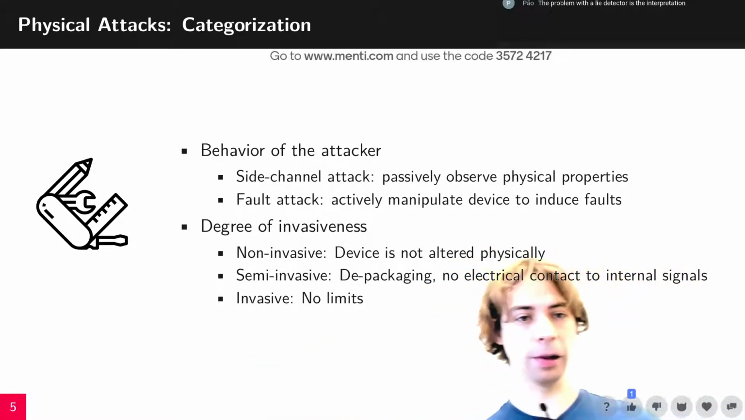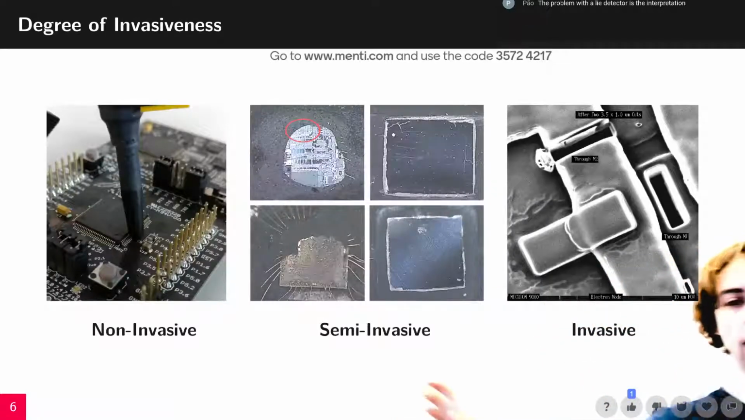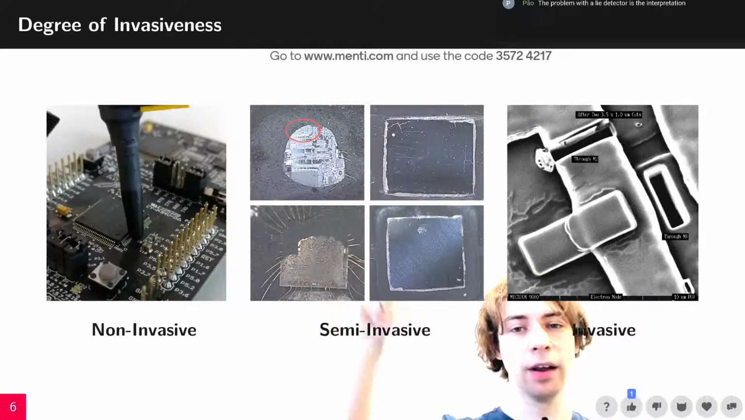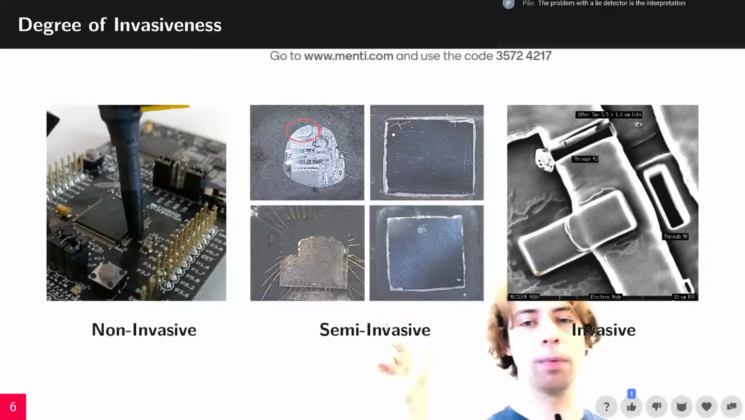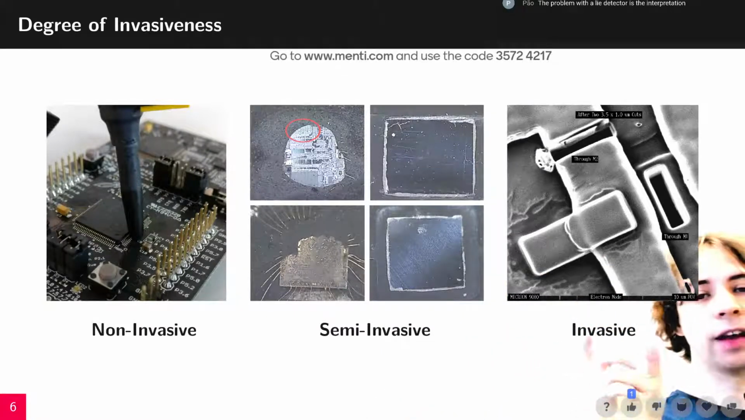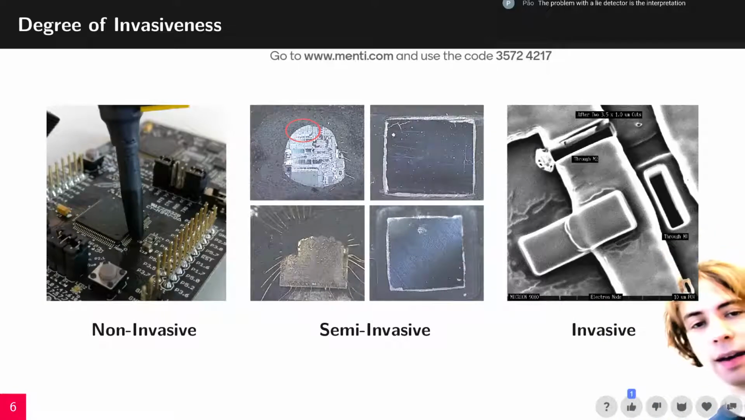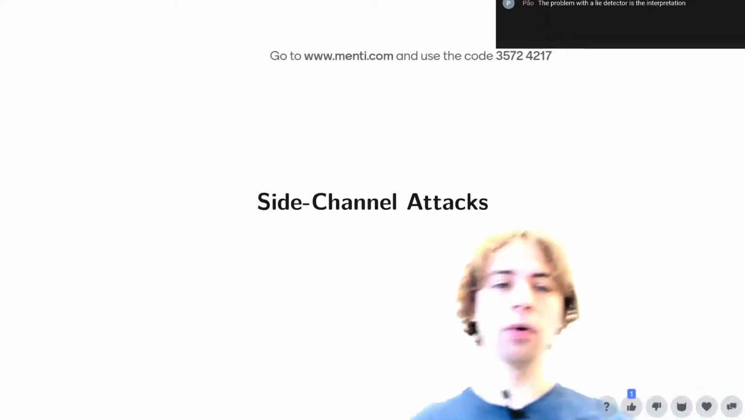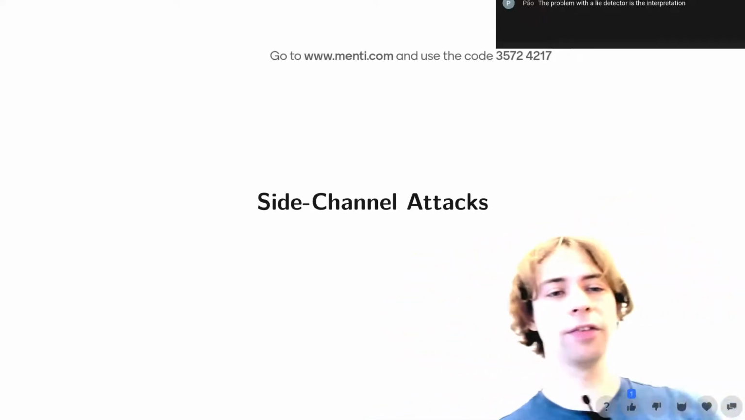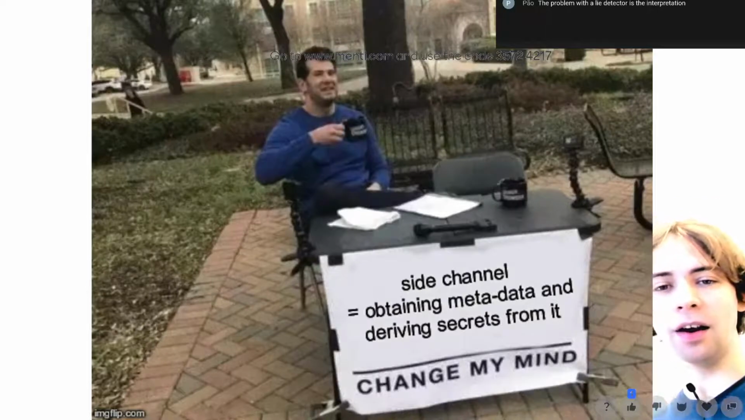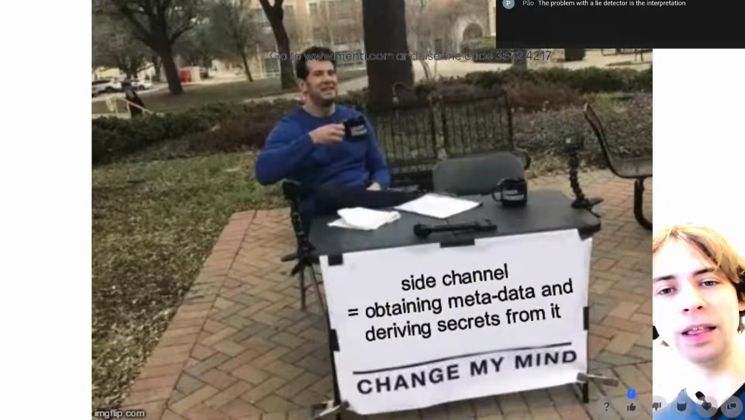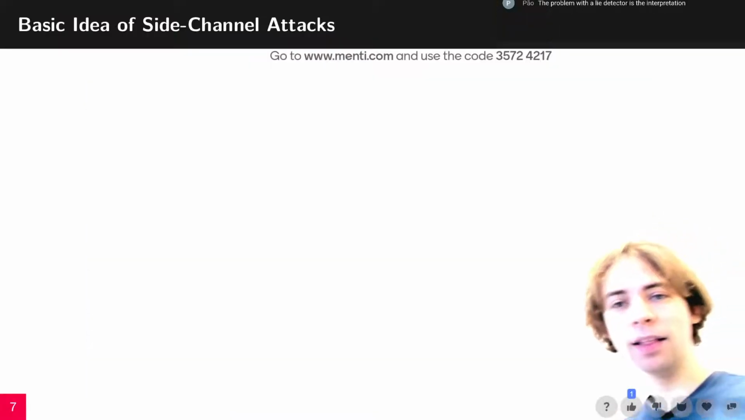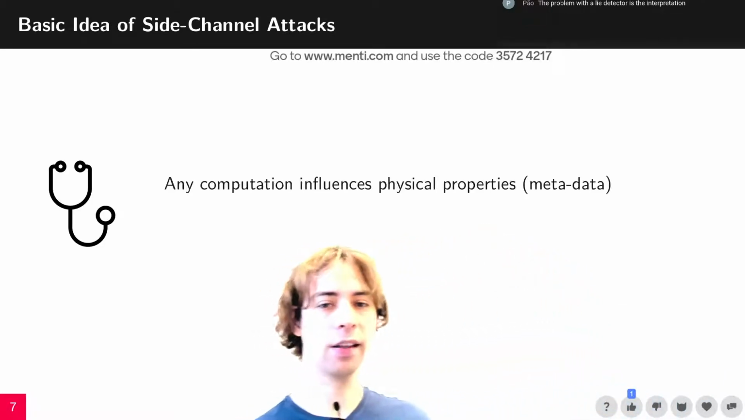So just to give you an example, we have some illustrations. A non-invasive attack where the device is not modified, semi-invasive, where we decapped the chip and then maybe use an EM probe on this chip. And invasive, well, then basically it goes down to the gate level and you don't have any limit there. But it gets more complicated, of course. So let's get back to that side channel definition. A side channel attack means obtaining metadata and deriving secrets from it. That's the basic idea of side channels.